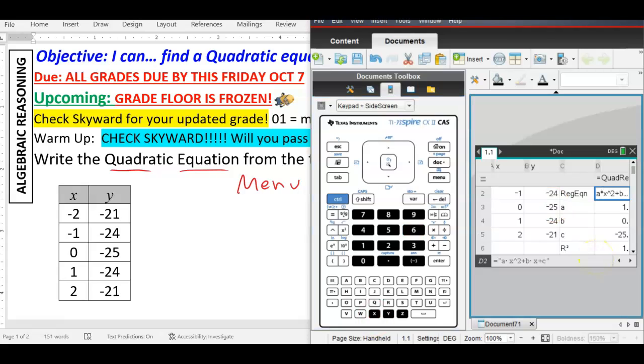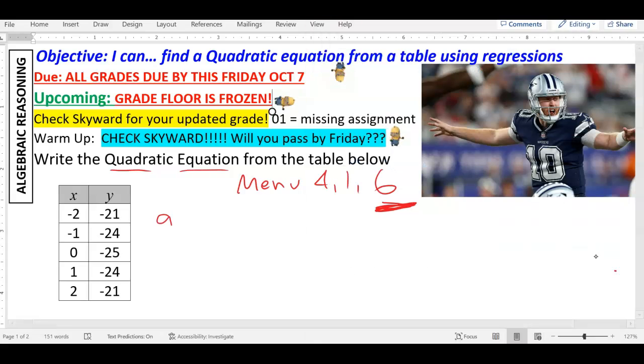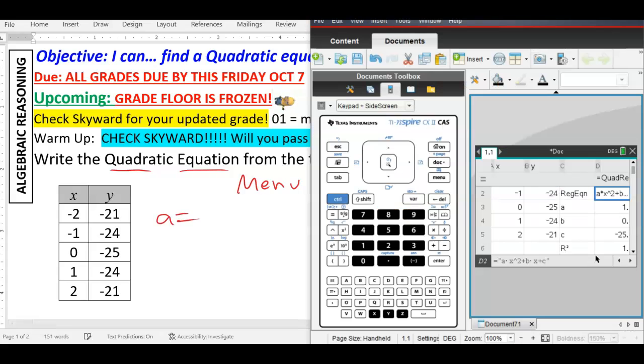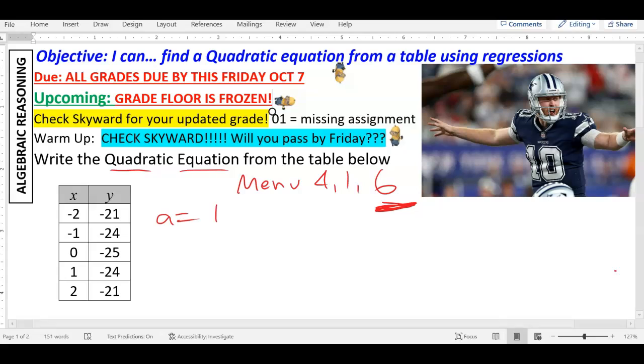Now, did any of y'all get something different for the B value? What'd you get? It's like an E, a long number. Can you show it to me? Thank you. So I got A equals 1, B equals 0, and then C equals negative 25.